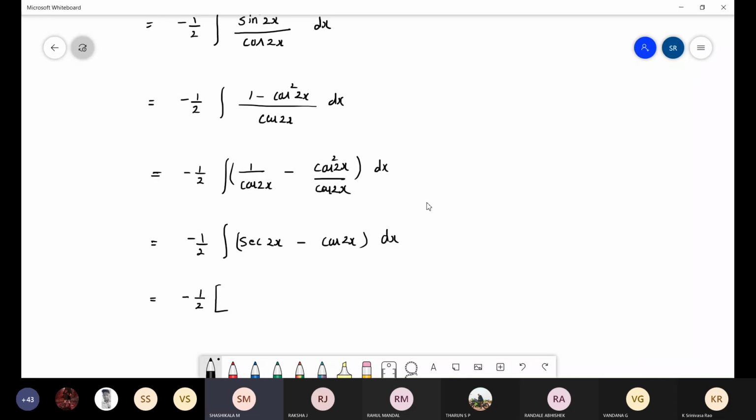Log of secant x plus tan x. Yes, so in the same way, this is log of secant 2x plus tan 2x. Okay, because the coefficient of x is 2, you have to divide by 2. This is the integration of the first term. Minus, yes, what is the integration of cos x? Cos x integration is sin x. Is it right? Therefore, here sin 2x divided by 2. So this is the integration plus k1.